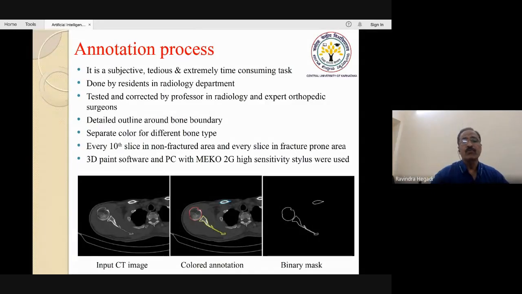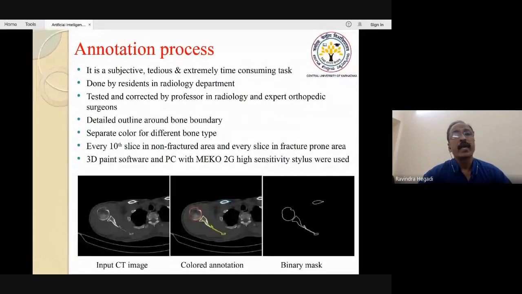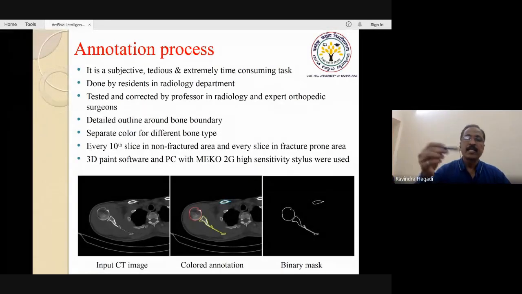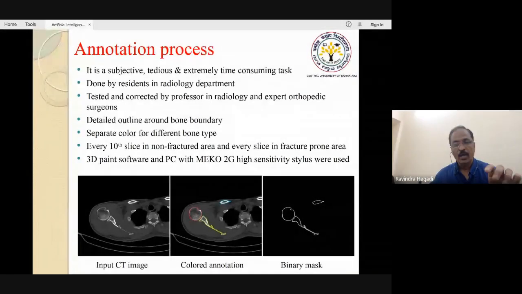Then the 3D patient software that we have used. We used an HP computer, a high-end computer, in fact. Then we used a Mako 2 second generation high sensitivity stylus for the annotation purpose. A stylus is something like a pen, and using that pen on a touch screen we mark the region. We gave this to the radiologist trainees to draw these markings.